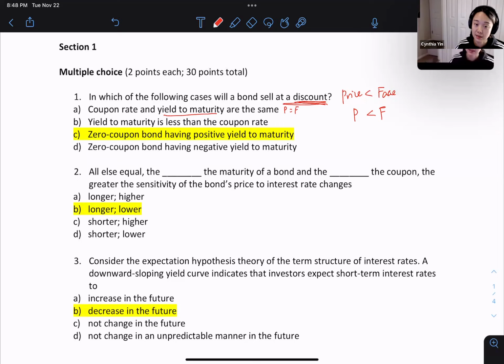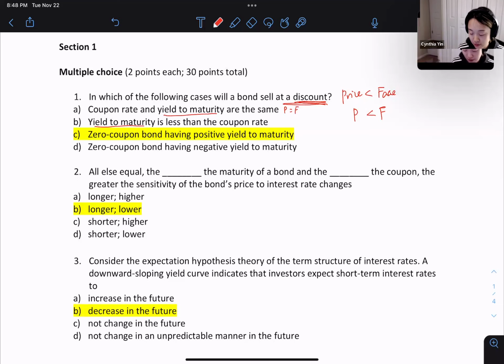And as I said in class, it's gonna be very hard to ask you to back out the yield to maturity in some more complicated cases. So I will not ask you to do the Excel or any like calculations, but this special scenario you have to know: when coupon rate and yield to maturity are the same, it means the price equals the face value. Okay, B: yield to maturity is less than the coupon rate.